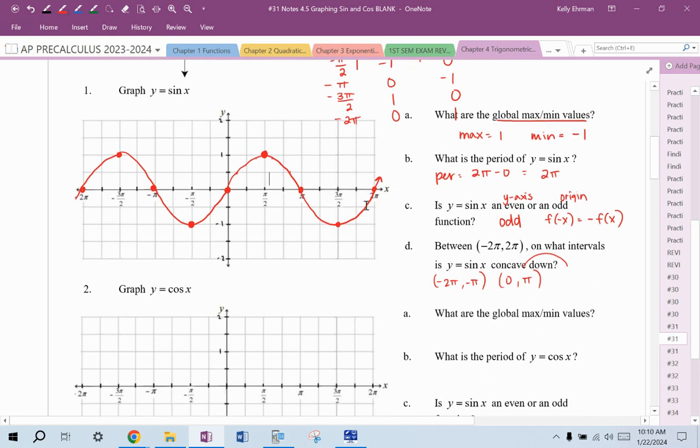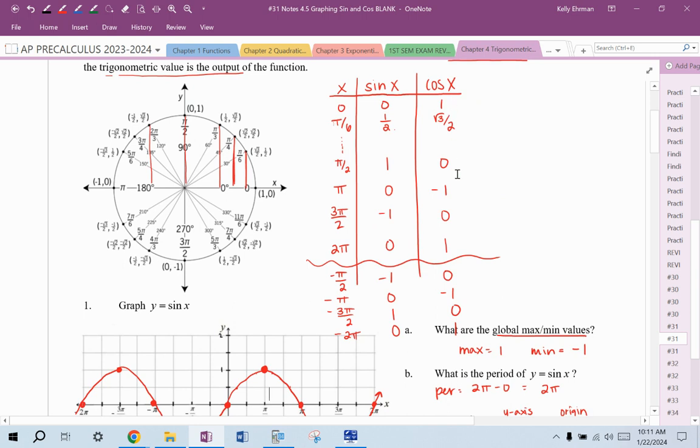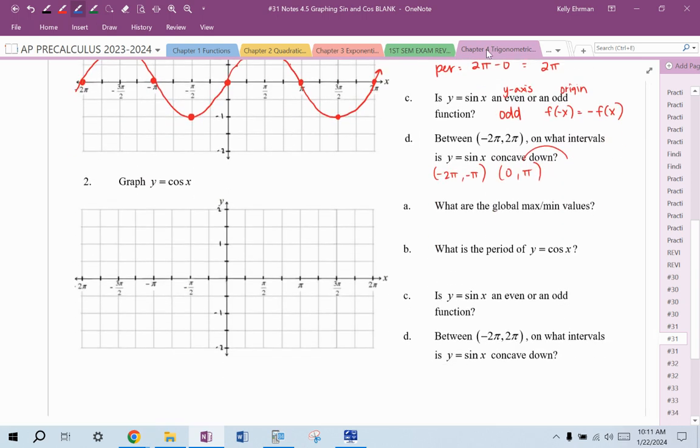Okay, what about the cosine graph? Well, we already have the coordinates generated, so let's go ahead and plot these. All right, so the cosine graph at 0, now I'm not going to scroll up and down for these, so you can see it all on your paper, but at 0, we plot 1. So 0, 1. At pi over 2, cosine is 0. The cosine of pi is negative 1. 3 pi over 2 is 0, and 2 pi was 1.